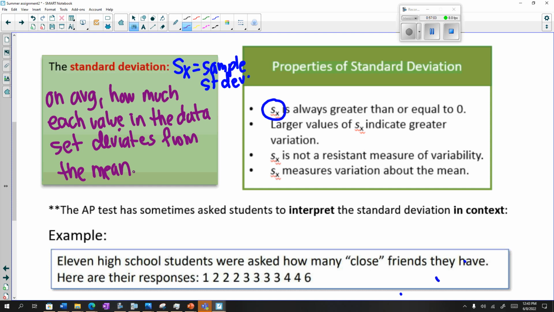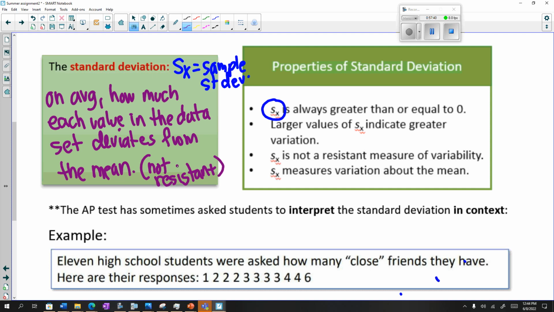On average, so it's like the average of all the deviations from the mean. So how far is each value from the mean? So if a value is at the mean, then it has no deviation from the mean. So the deviation from the mean would be 0. If it's above the mean, the deviation would be positive. If it's below the mean, it would be negative. So basically, we have to first find the mean, which is not resistant, and then we have to figure out the deviation of every data point from the mean and find the average of all those deviations, basically.